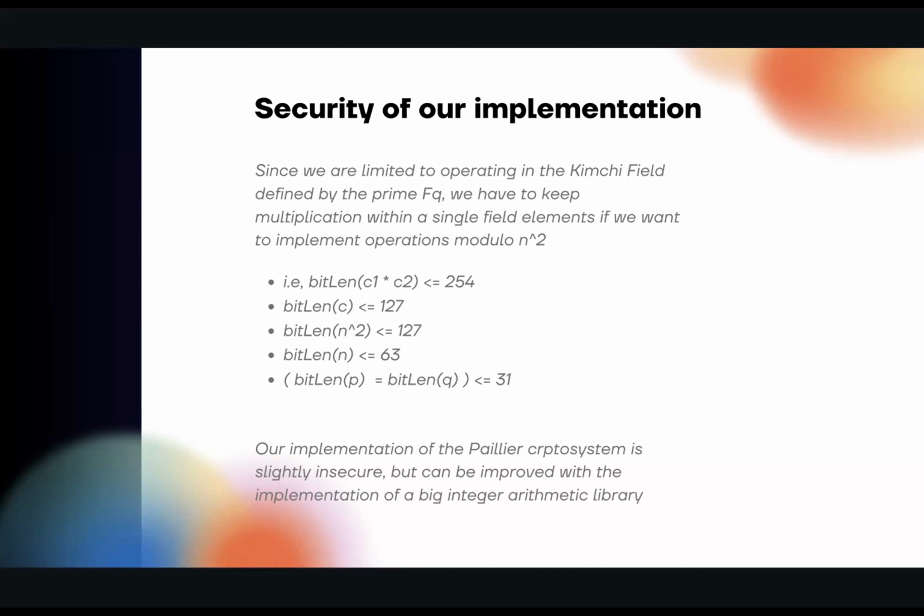So the conjectured bit security of our protocol comes out to be about 31 bits, which is not great, easily brute-forceable on maybe my phone as of today. But that's okay, because this can be easily improved by implementing a big integer arithmetic library in Kimchi, which is going to be a future improvement to this project.